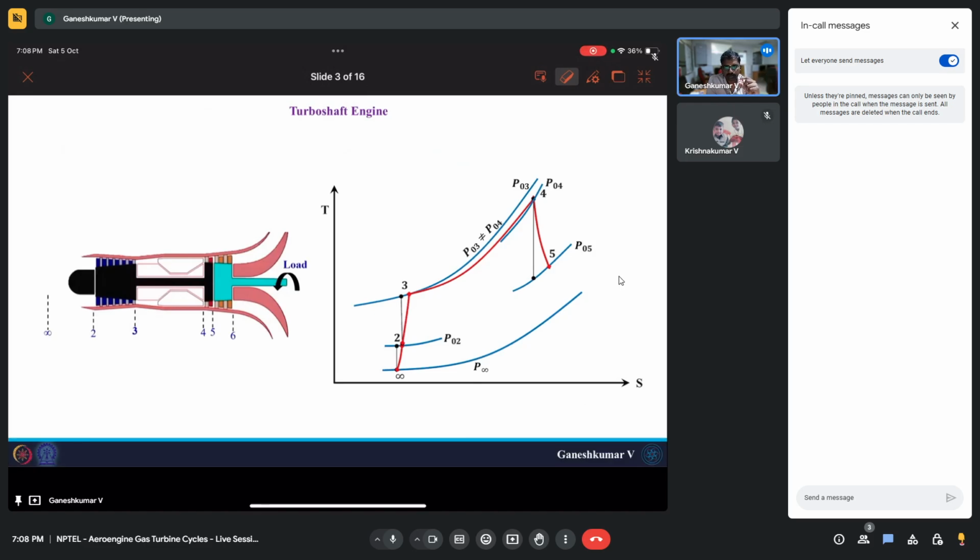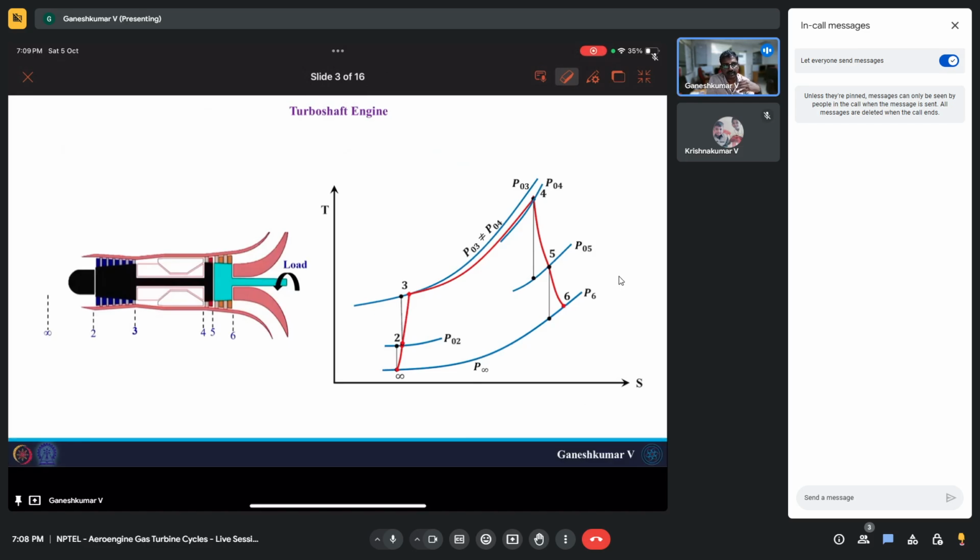Okay, so the main job of this high pressure turbine is to run the compressor, nothing else. And then you have the low pressure turbine, or free turbine. What you try to do is extract as much energy as possible across this free turbine, and that is what we will do today also. We will try to extract as much energy as possible across this free turbine.